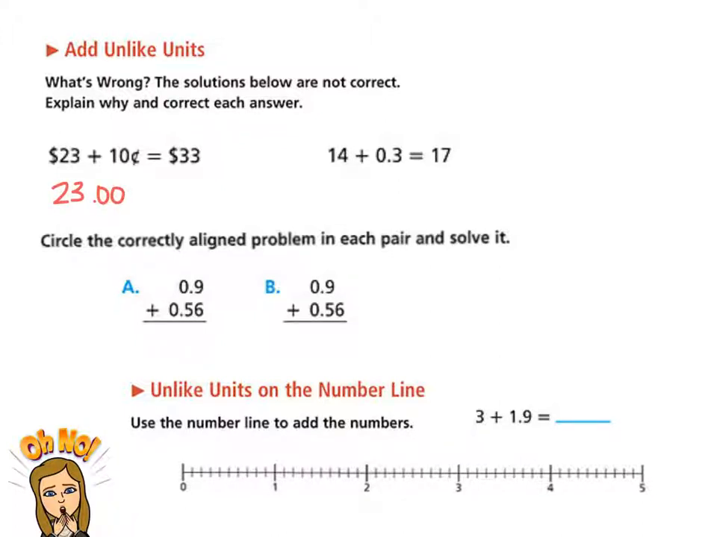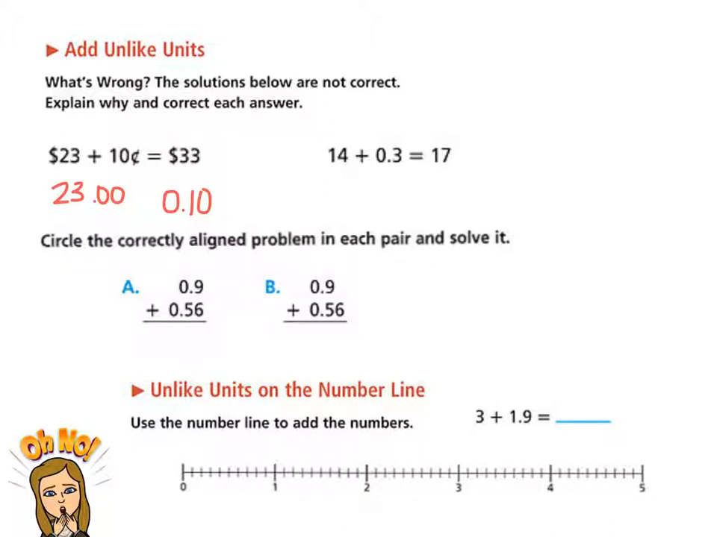But they added 10 cents. Which, on a price tag, if you have a toy that's 10 cents, would look like this, 10 hundredths. But notice that they said it's equal to $33. Now that says they added a dime to their $23 and all of a sudden they have 33 bucks? That's not right, is it, fourth graders?